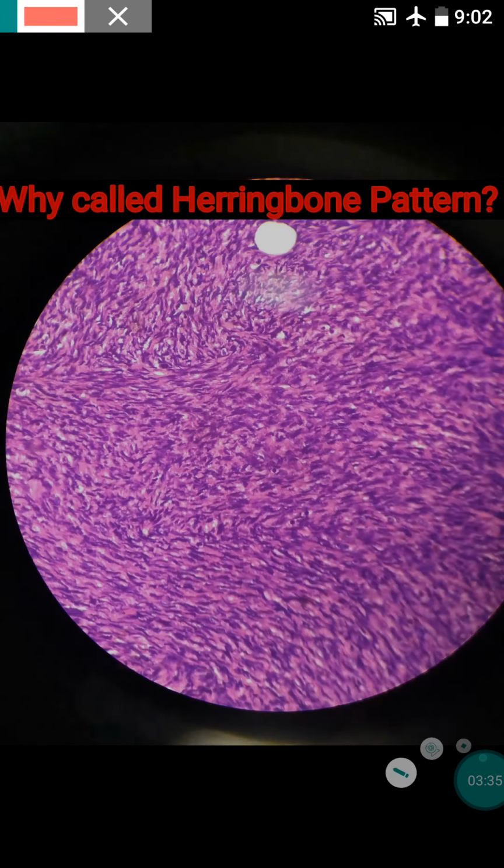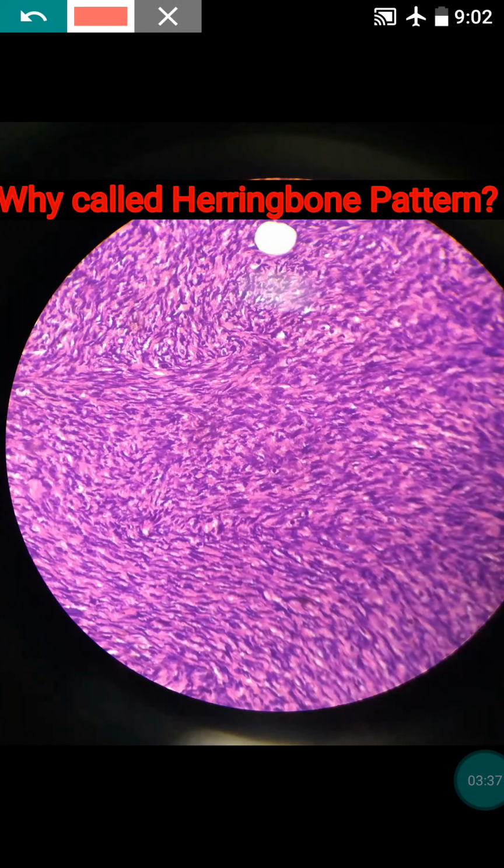But what can you appreciate here? Just see the pattern of the fibroblasts. This is the pattern. Just see these cells, it's going in this way, right? This pattern resembles the bones of a fish. That's why it is given the name herringbone pattern. So if you see this pattern, then your diagnosis could be a straightforward fibrosarcoma.